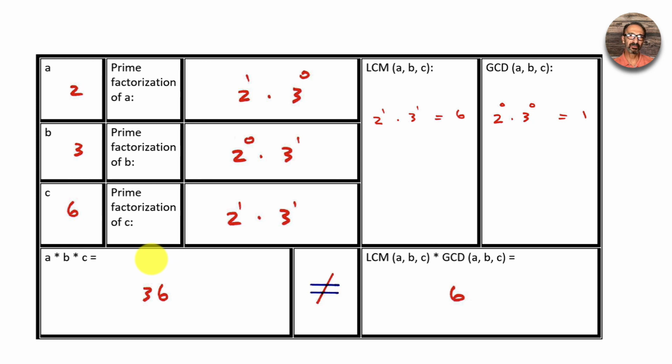So you want to keep that in mind. It only works when A and B are relatively prime. That's how we speak. Or the greatest common divisor is 1. When A and C, and when B and C are relatively prime.